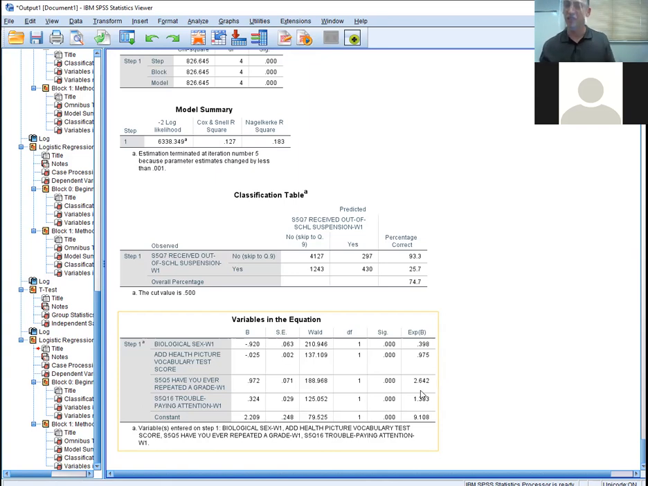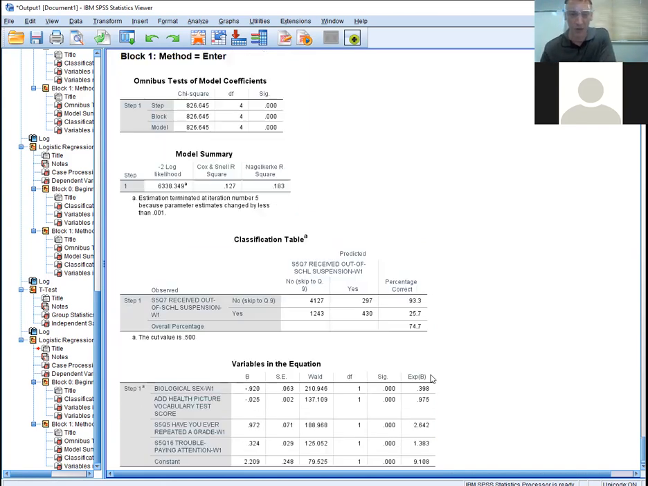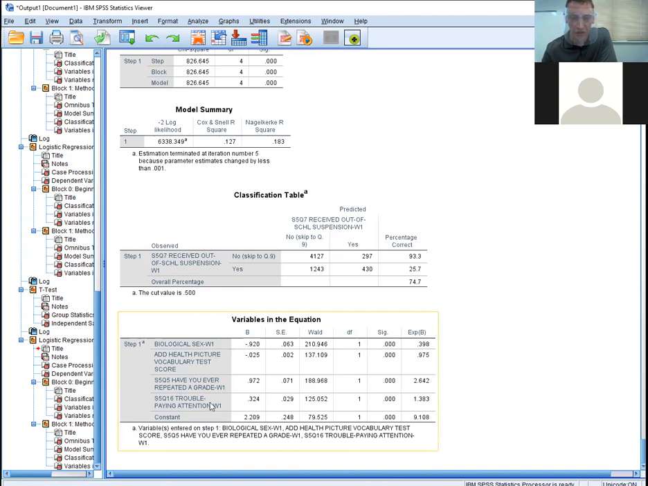So it's just the percent over 1. That's what you're looking at: how much greater than 1 is that? If you're going from 1, it'd be 164.2% greater than 1. So that would be interpreted as those kids who have repeated a grade have 164.2% greater odds of being suspended from school than those kids who have not repeated a grade. And so this here is trouble paying attention in school.